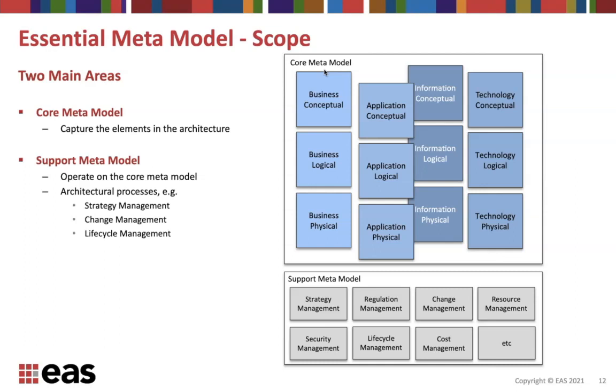And then down here we have the support meta model. You can see the types of things in there. There's a lot more in there than we're showing here, but you've got things like strategy management, change management, life cycle, cost, security. The reason we've pulled it out is because it can work then on all or any of these layers. So if you think about cost, you could have your application cost, you could have your technology cost, you could have your enterprise cost and look at it per capability, for example. So again, it allows you to be very flexible in what you wanted to do.